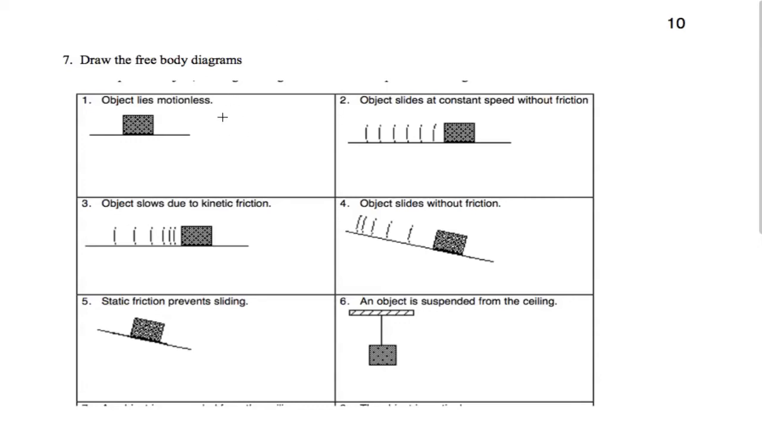The free body diagrams drawn for the objects of problem 7. So we got a motionless object. That means we've got the normal force pointing up and the gravity force pointing down.